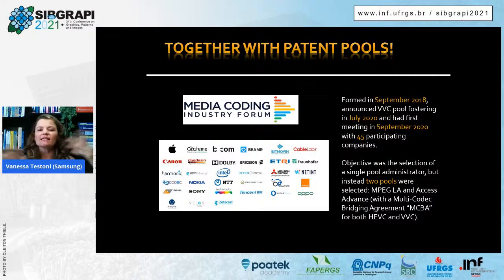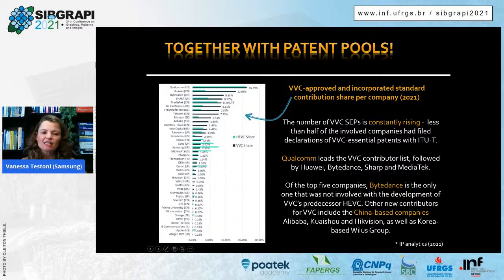Well, of course, VVC is also here with its patent pools, the same problem as HEVC. It's starting, right? Not all companies were able to say what they want so far, but they were already able to select two pools. So it's sure we will not have just one pool, it's two pools at least. Some of the companies involved are here. And I think this information is very interesting, first because you can see which companies are the biggest contributors for this technology and how it changed from HEVC to VVC.